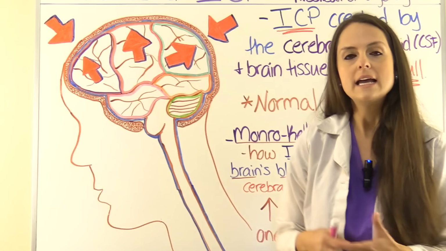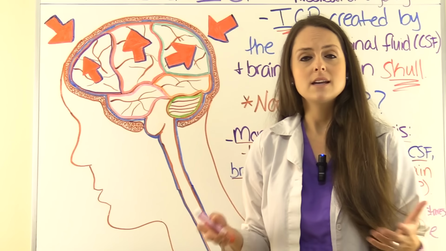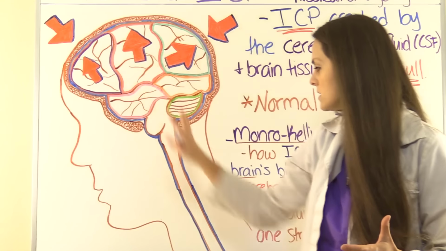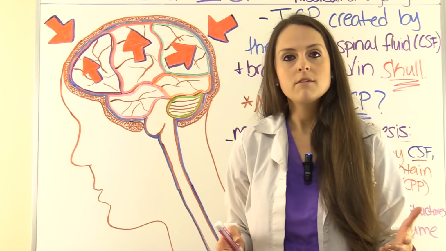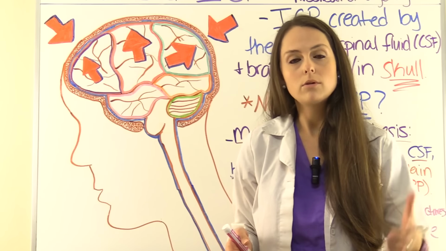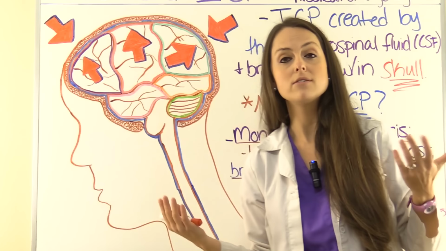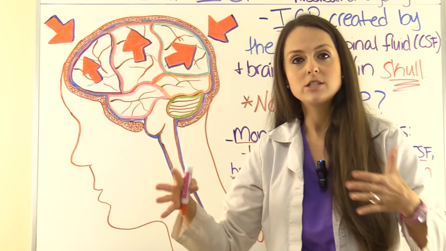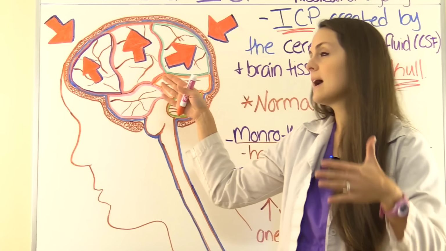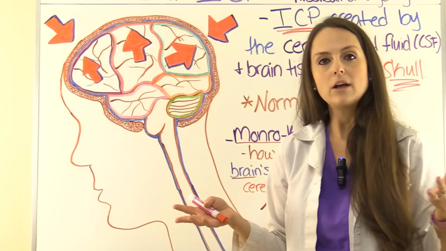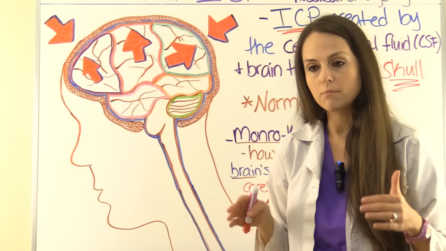And how does it do this? It can do this by taking that CSF, the cerebrospinal fluid, and moving it somewhere else in the brain or in the spinal cord. Or it can affect the cerebral arteries and cause them to perform vasoconstriction, which is going to decrease cerebral blood flow, which is the amount of blood going to the brain tissue, which whenever that happens, helps decrease intracranial pressure. However, the body can only do this up to a certain point.